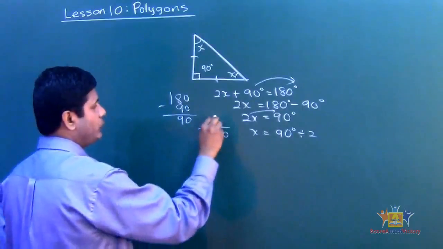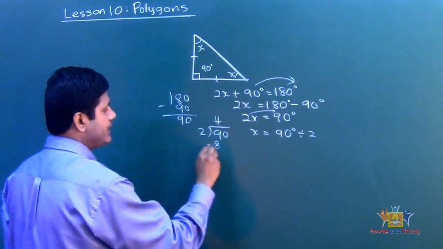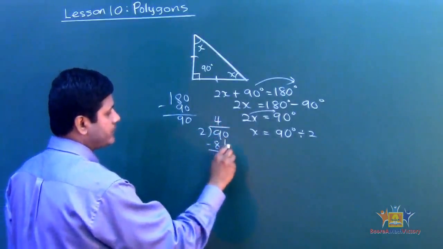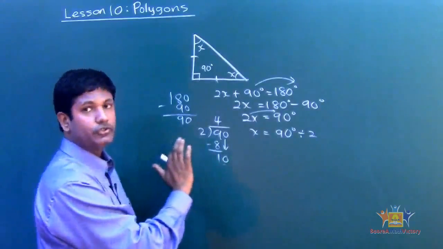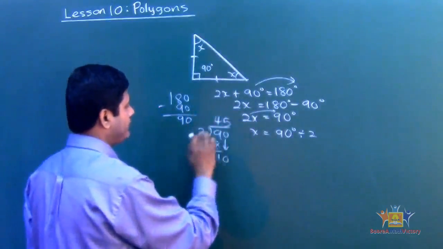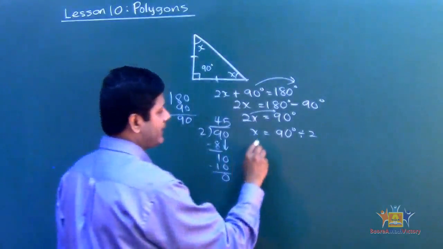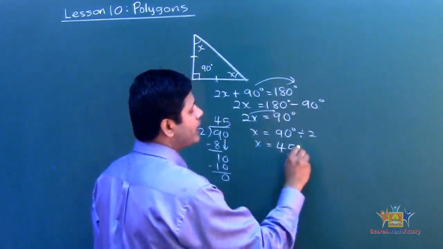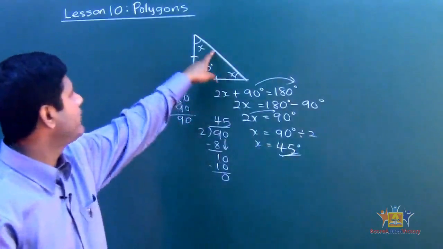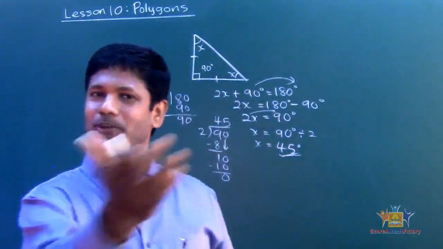In 9 there's 4. 4 times 2 is 8. 9 minus 8 is 1. Bring the 0 down. In 10 there's 5. Okay, 5 times 2 is 10. Minus, give me 0. So that means x equals 45 degrees. 45, 45. See the beauty of isosceles?